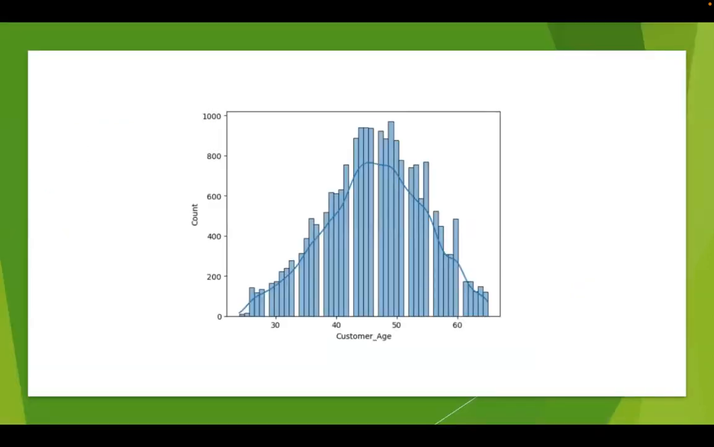Yeah. So this plot shows the customer age and the count of customer age. So we can see that there are a lot of customers at around 45, and evidently there are fewer near 20 and 70.